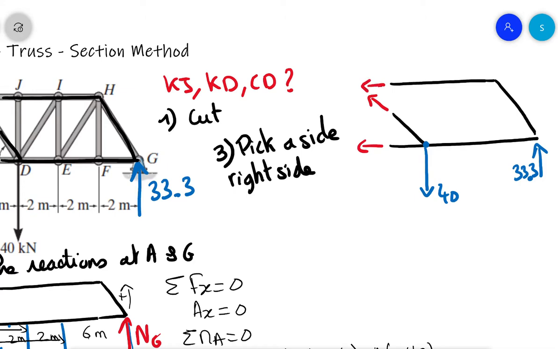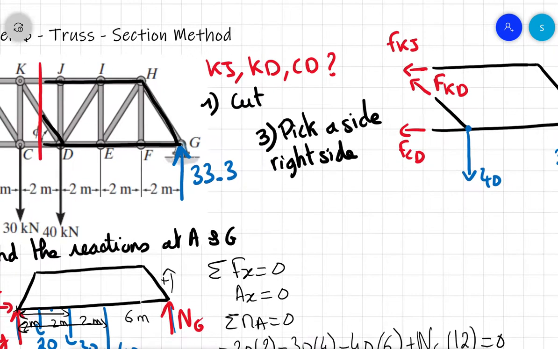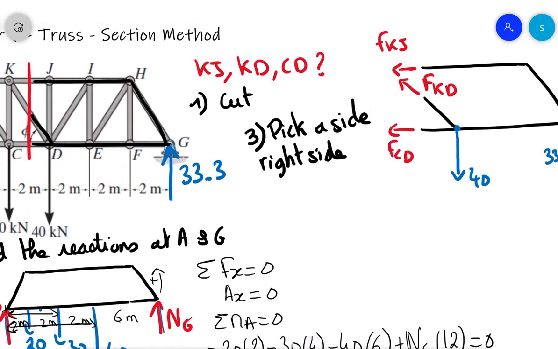So this one on the top is FKG. This one is FKD, and this one is FCD. I need to show you the points a little bit more. This is K. This is the point D. And that's what we need.